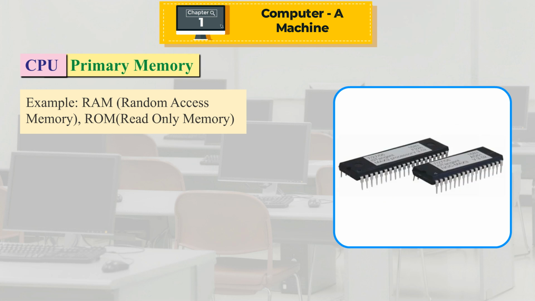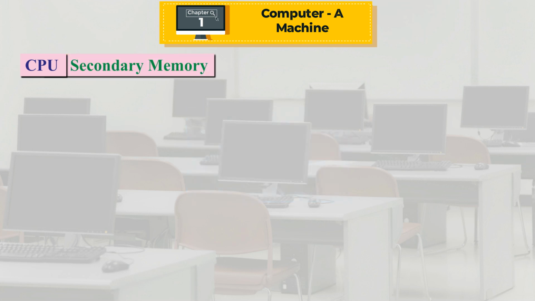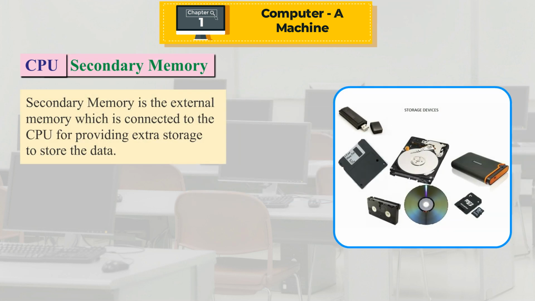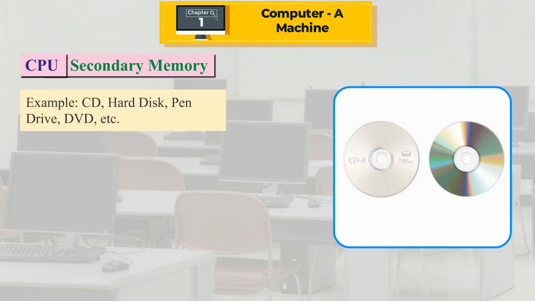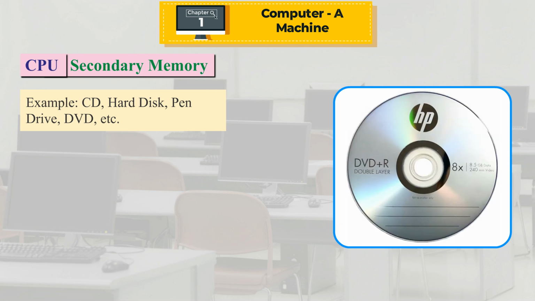ROM, read-only memory. Important fact: primary memory cannot store a large amount of data because of storage limitations. So secondary memory is used, which can store a large amount of data. Secondary memory is the external memory which is connected to the CPU for providing extra storage. Example: CD, hard disk, pen drive, DVD, etc.